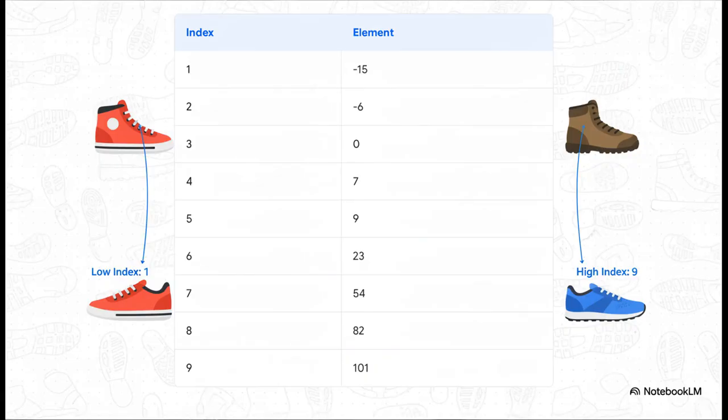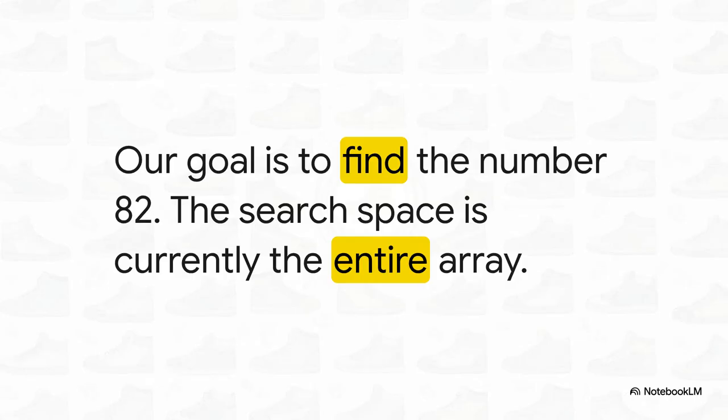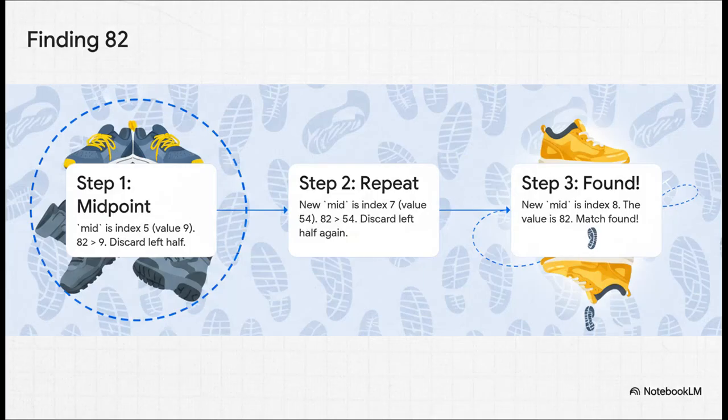All right, let's see this in action. Forget the phone book for a second. Here's a simple, sorted list of 9 numbers. Think of it as our little playground. We've got a low end at index 1 and a high end at index 9. Our target, the number we're trying to find, is 82. So right now, our search area is the entire list, from start to finish. Let's begin the hunt. Just watch how fast we can pinpoint our number.